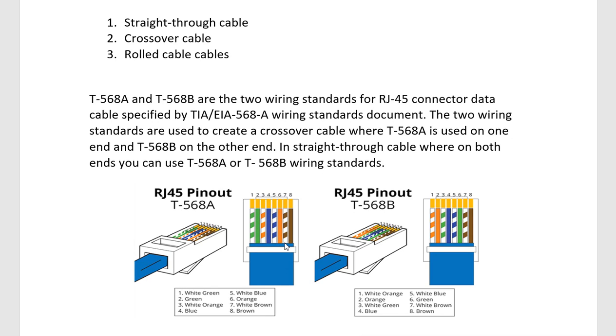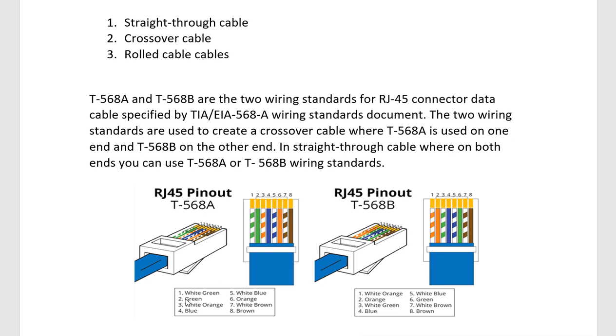So there are five colors we have: green, blue, orange and brown, and we have white. So these are the color codes for the wires we have in the UTP cables. Now when you try to arrange the cable in this standard, like the T568A standard, your cables will start from here, from cable 1 to cable 8.